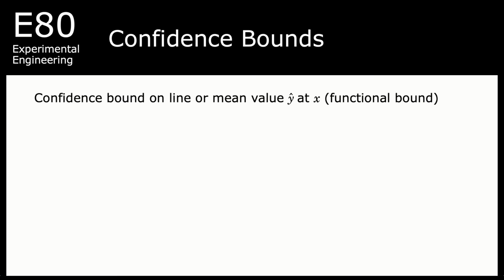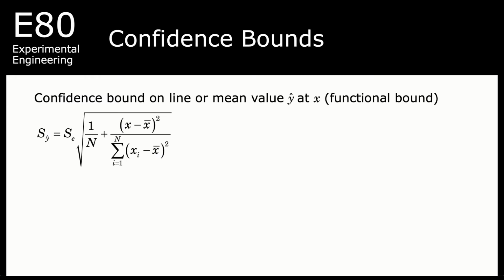To calculate the confidence bounds on the line or the mean, the functional bound, we need the standard error on the mean or the y value. The standard error on y for a given x is displayed here. It differs from the beta hat naught standard error in that it replaces x bar squared with the quantity x minus x bar, squared.